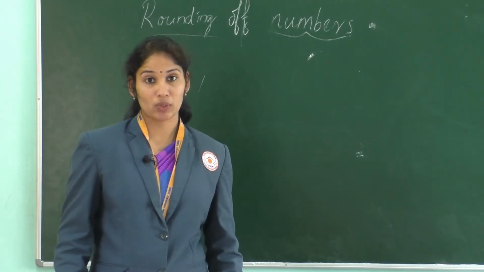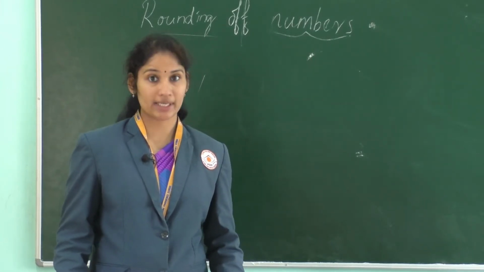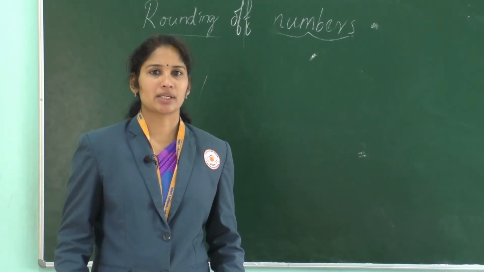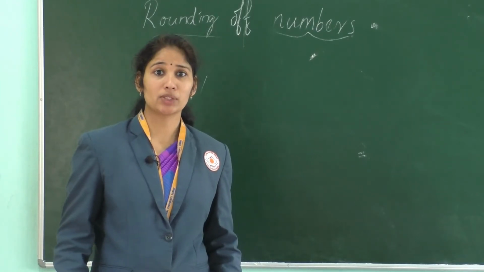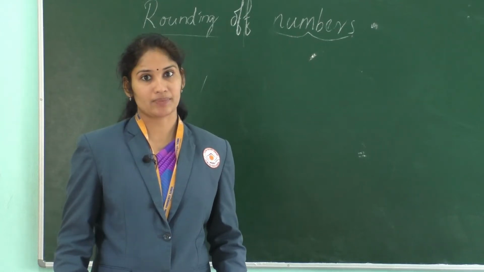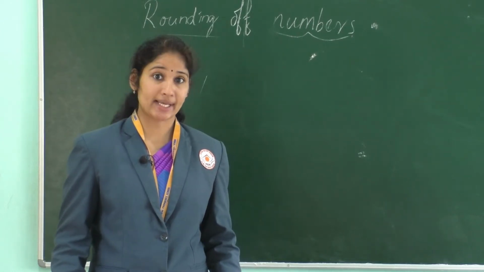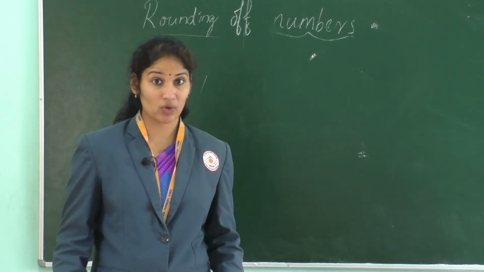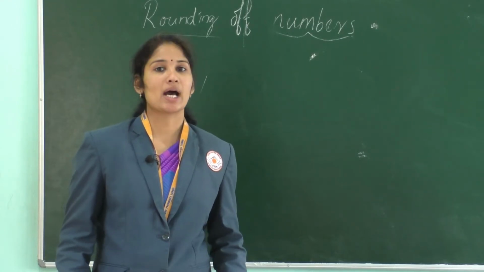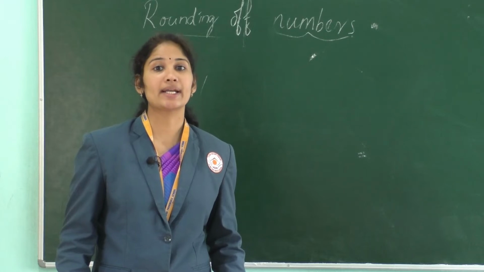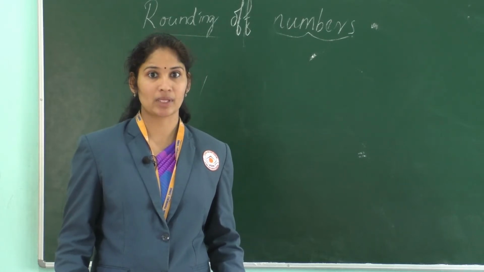Children, shall we move on to our next topic? Our next topic is rounding off numbers. Children, do you know why we need to do the rounding of numbers? Let me ask a question. What is the exact number of students in our school? Does anyone know? It's around 1,000. But the exact number is 955.